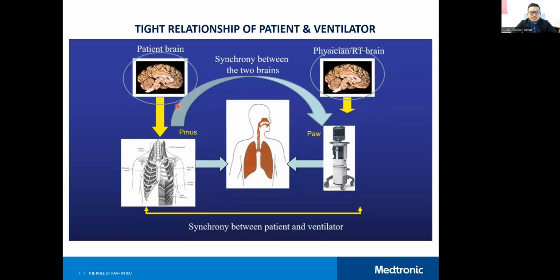As you can see, when the patient is breathing and the ventilator is giving the breath, there is a need to synchronize between patient and ventilator. When the patient is just intubated, there is no PMUS, no muscle pressure from the patient. The positive airway pressure given by the ventilator is 100%, with no contribution from the patient. So when the patient starts to awake and breathe more, there will be an interaction and relationship between patient and the ventilator. There needs to be a synchrony between the two brains, the physician or respiratory therapist's brain, and also the patient's brain. If there is no synchronization, then there will be a lot more problems that we can see in the patient who is being ventilated.